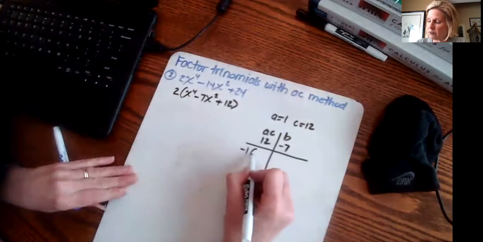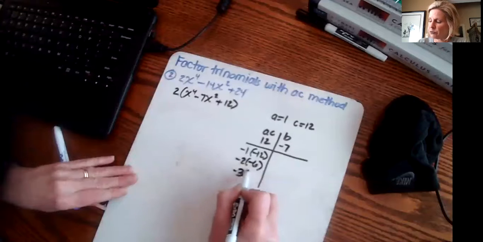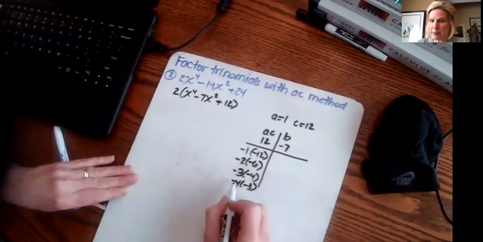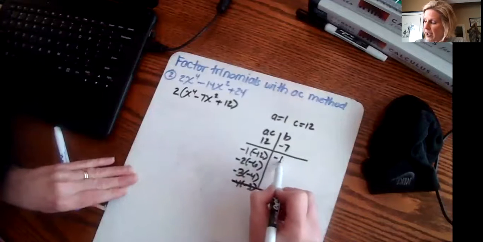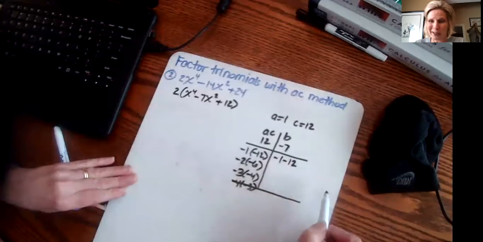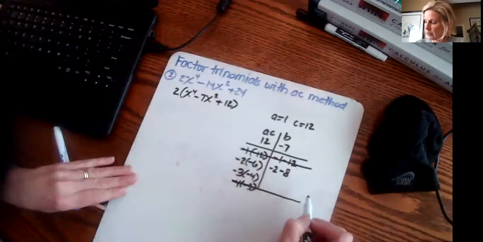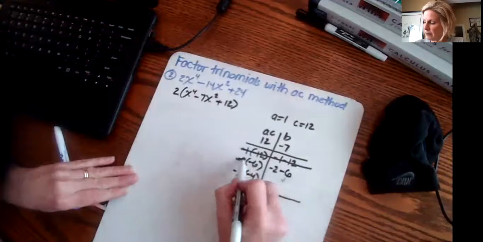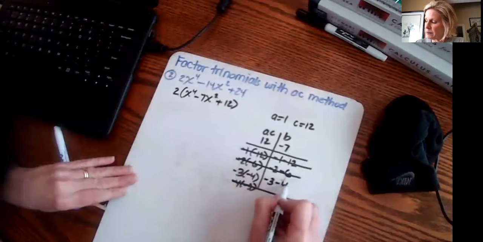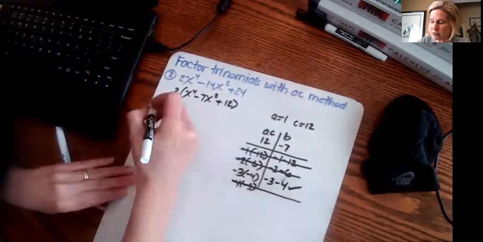So I could say like negative 1 times negative 12, negative 2 times negative 6, negative 3 times negative 4, negative 4 times negative 3. I'm repeating myself, so that's not an option. Of course, if you add these, you get negative 13. If you add these, you get negative 8. If you add these, you get negative 7. So that's our set of magic numbers.